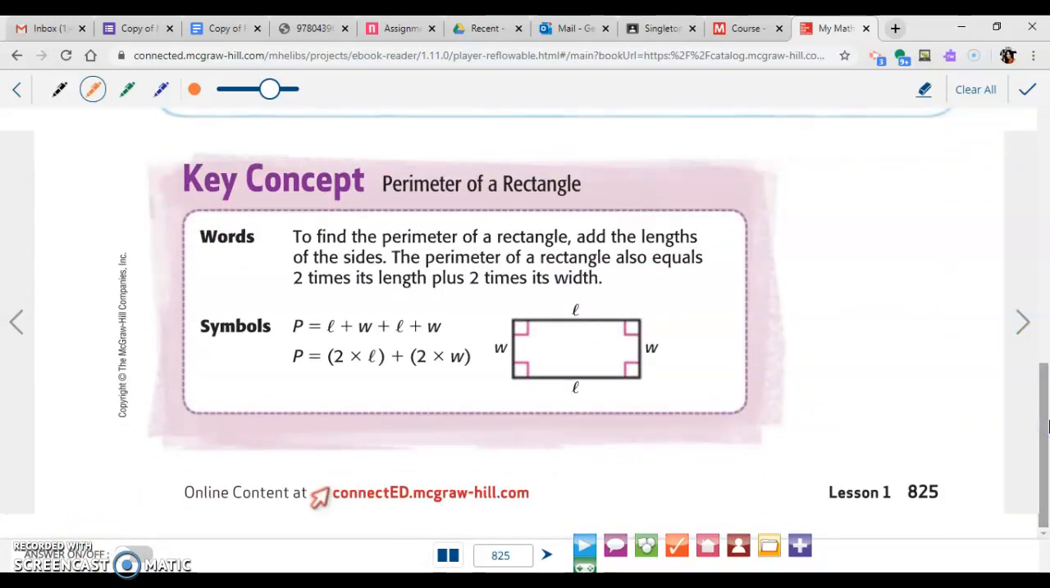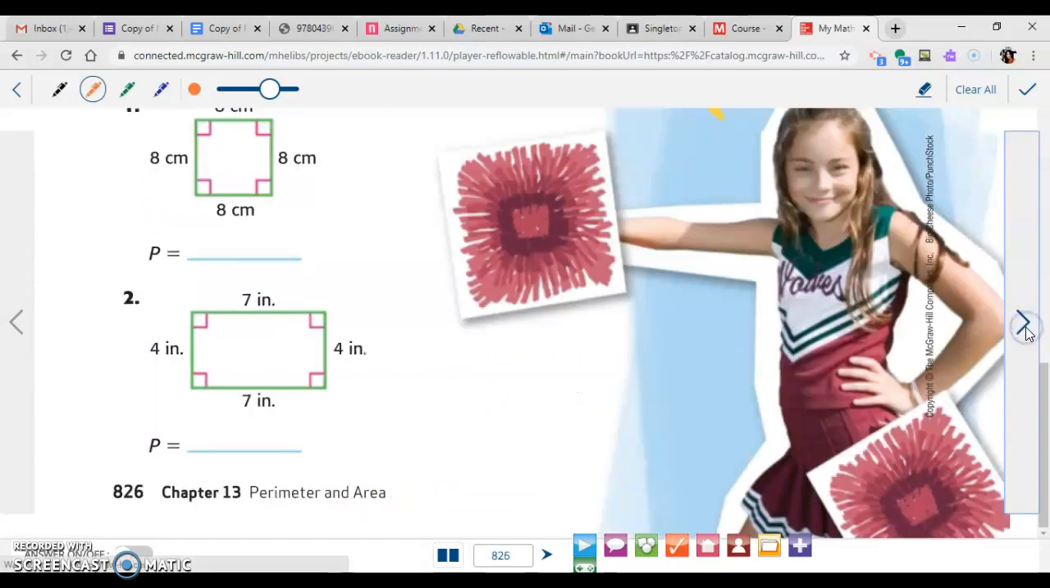So here you go. Key concept. This is what you need to learn today. The perimeter of a rectangle. To find the perimeter of a rectangle, you add the lengths of the sides. If it's a rectangle, these two lengths will be the same, and those two lengths will be the same. So you can say that the perimeter equals length plus width plus length plus width. That will always work. Or you can say the perimeter equals, in parentheses, 2 times the length plus 2 times the width. Let's look at the next page.